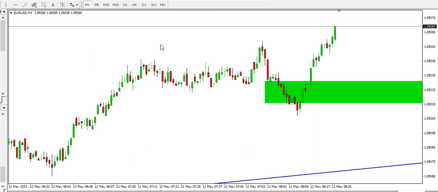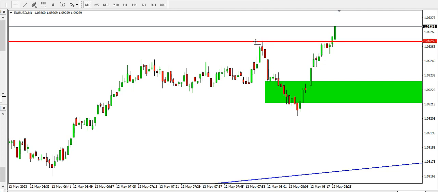On the 1 minute time frame, you can see price breaking structure. Price broke this structure and price is heading up. So that's that for today's video.